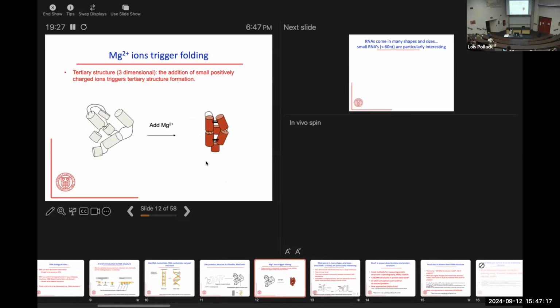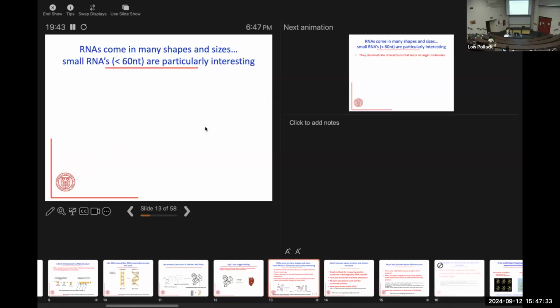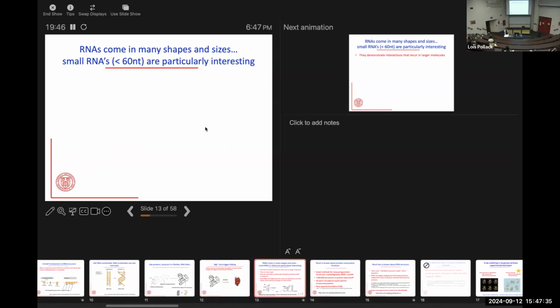And quite often, these folded structures are catalytically active. So this molecule might have a particular function. RNA likes to cut things up. And so this might actually look for a particular other molecule and then chop it into pieces. And that can be a very important function. So RNAs come in many, many sizes and shapes, but I am particularly interested in small RNAs. That's RNAs that are less than 60 nucleotides long. So these chains with smaller than about 60 monomers on them.